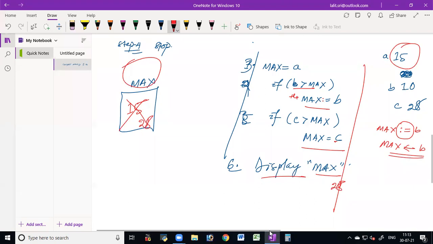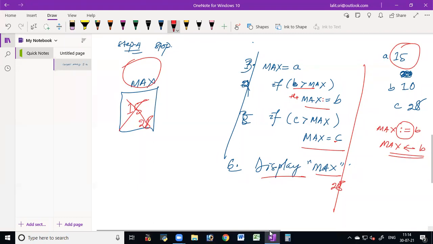So max equal to A. Arbitrarily we put the first number in max. Then we check the second number with max, whether it is greater than max or not. If it is greater than max, then it will be the greatest. Then check the third number, whether this one is the greatest one. If yes, keep it in max, then finally display max.